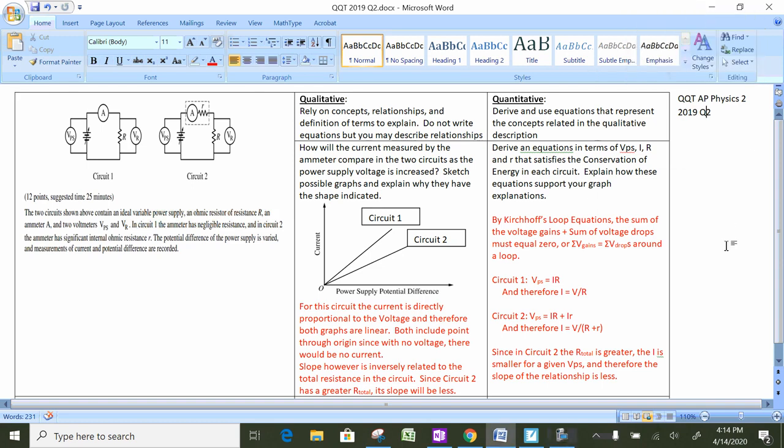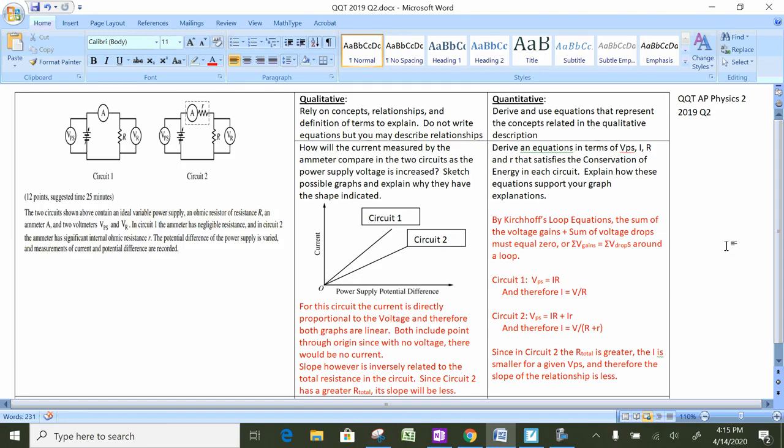I just wanted to take a minute to talk a little bit about the types of questions that you're going to see on the AP exam this year. In particular, on the FRQs, as you know, we're having two FRQs, and one of those FRQs will be a QQT, which I believe they described as a quantitative qualitative transition.